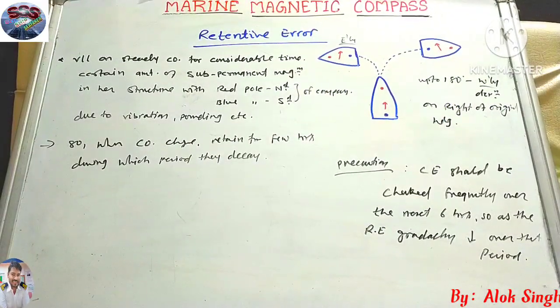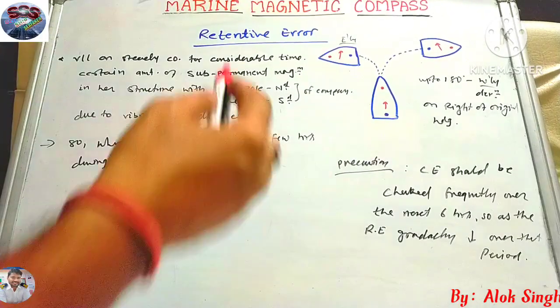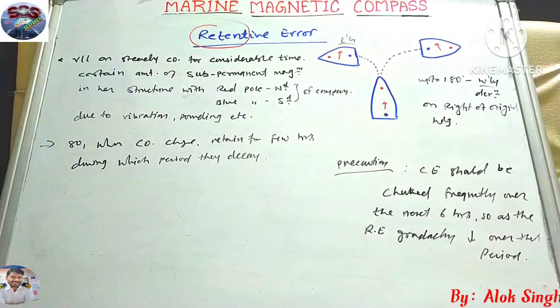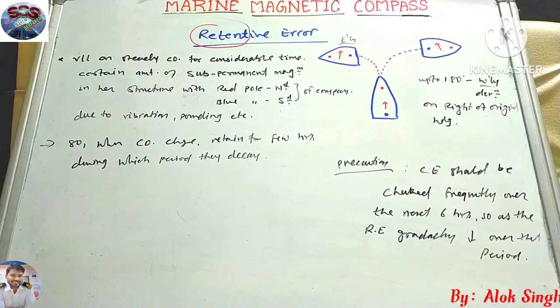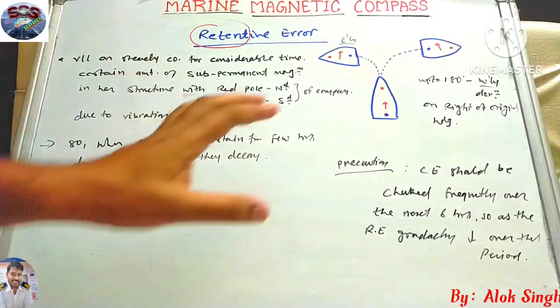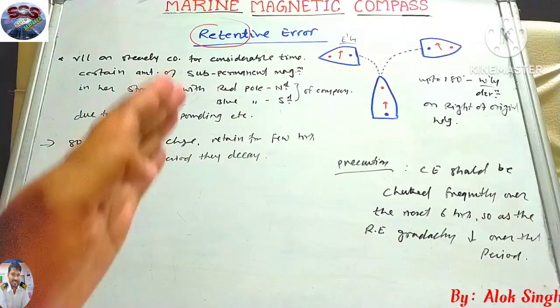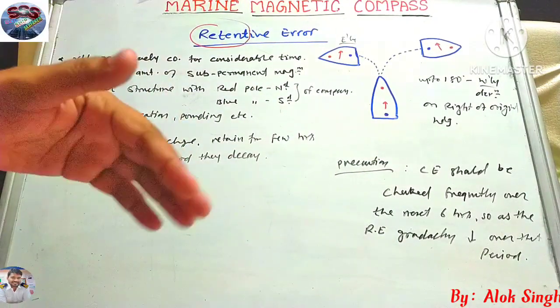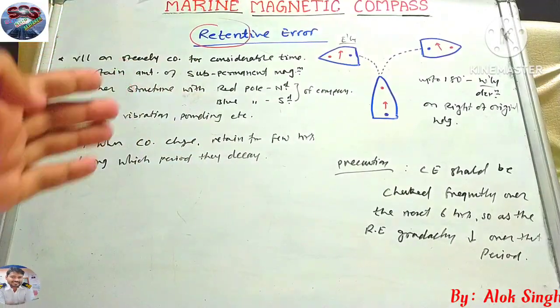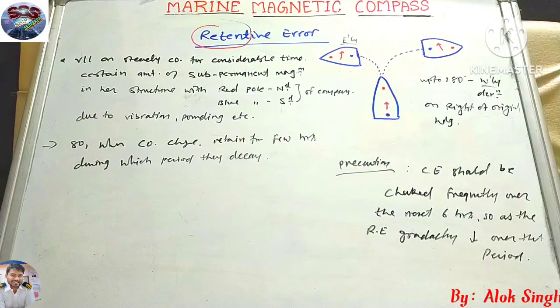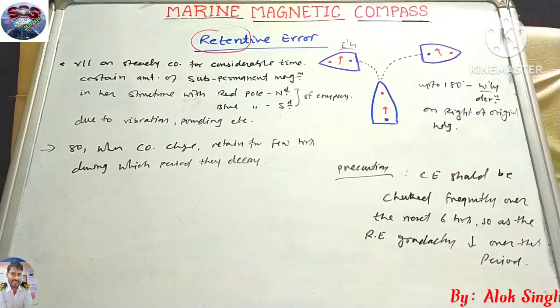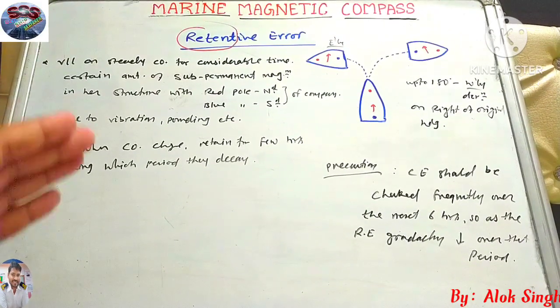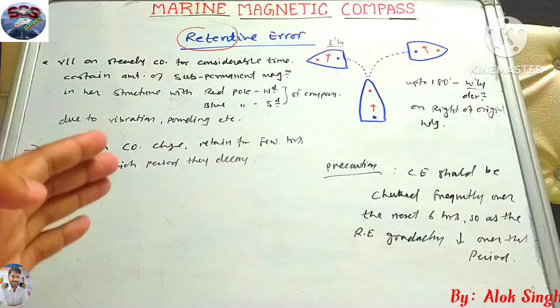Now we'll see the retentive error. By the name itself, it is clear that something is retained in that particular thing. Suppose this is your vessel and you are continuously sailing for a considerable period of time, I mean 2 days, 3 days. Like on a long passage, crossing the Atlantic or Pacific, in which your vessel is going continuously on a particular heading.